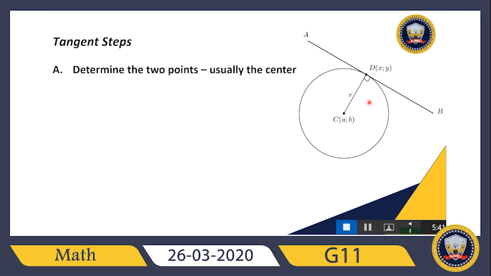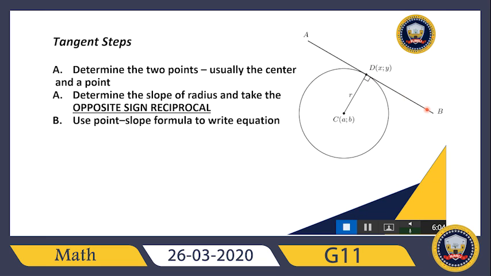So how to find this tangent? First we have to determine these 2 points, the center of the circle and the intersection point between the tangent and the radius. Once we have these 2 points ready, we can start finding the tangent. And then after finding these 2 points, we have to find the slope of this line.